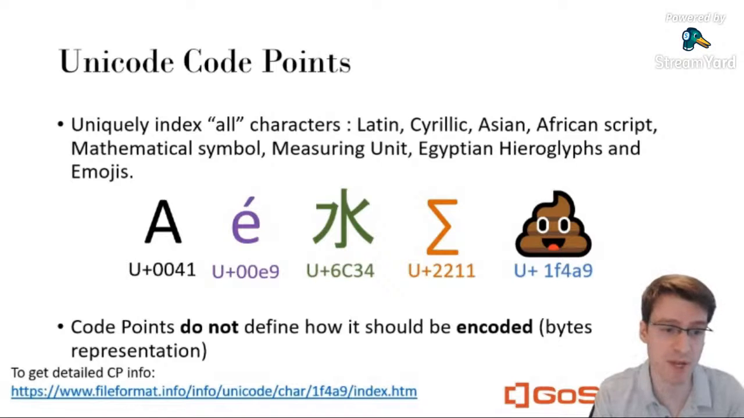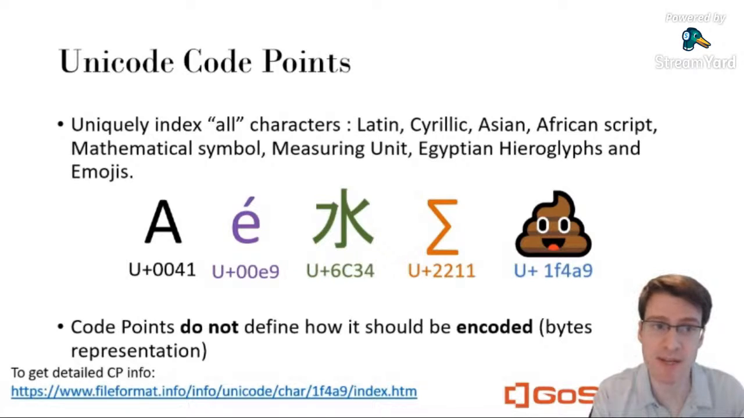So a few examples: first, US ASCII characters are all included. We have accented characters. In the middle, this Japanese character means water, so this is one character in itself. We have a sum symbol, so if we need to write a mathematical equation, we're going to be able to do so with it. And we also have all emoji included in Unicode.